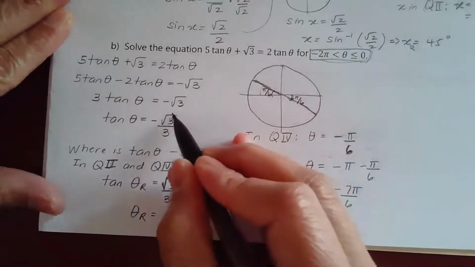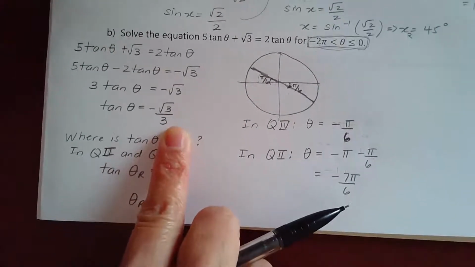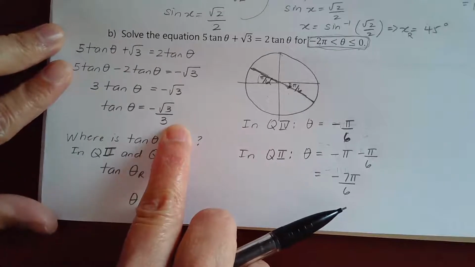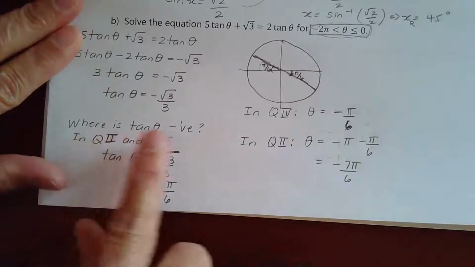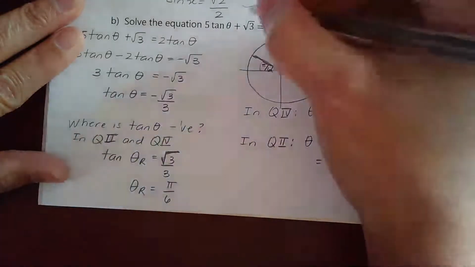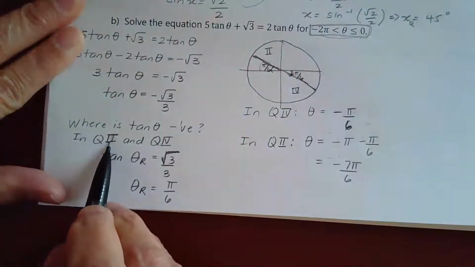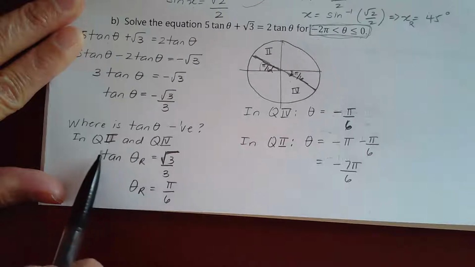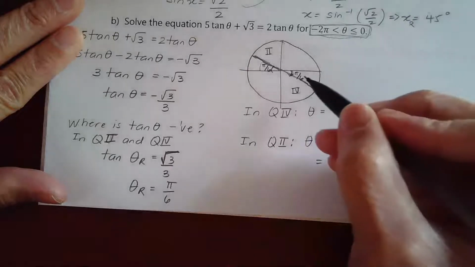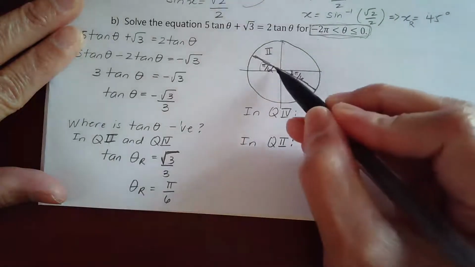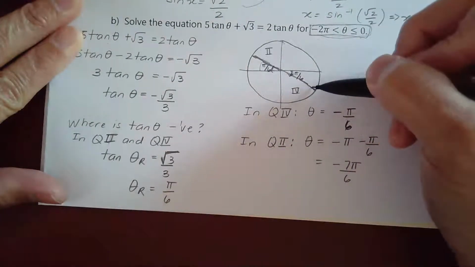And then we recognized that this is a rationalized version of negative 1 over root 3. And then we said, oh, where is tangent negative? Tan is negative in quadrants 2 and 4. So from there, we figured out the reference angle. The reference angle is pi by 6. So we know that this is going to be pi by 6 and this is going to be pi by 6.